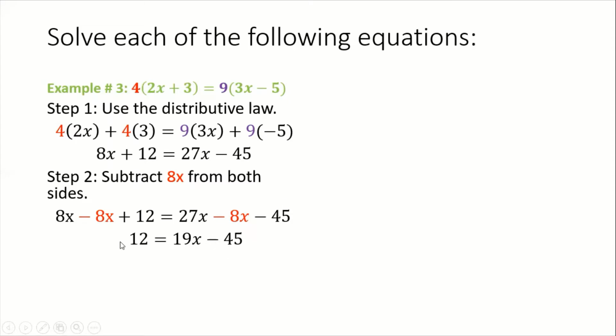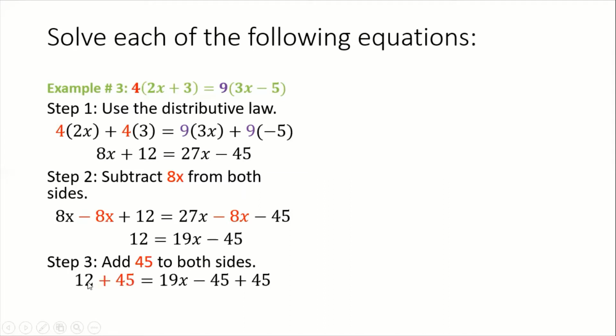At this stage, you take a close look at your equation. Now, we want to group the constant on the left-hand side, which means that negative 45 is our focus. How can we transfer this negative 45 over to where positive 12 is? We can do that by doing the opposite, which is to add 45 to both sides. How would you represent this? You would represent this as 12 plus 45 equal 19x minus 45 plus 45.